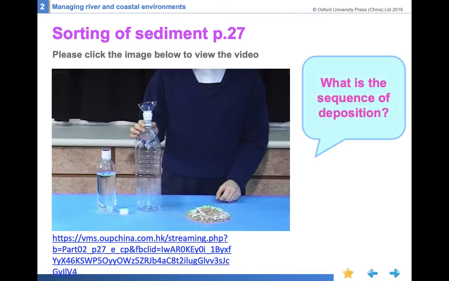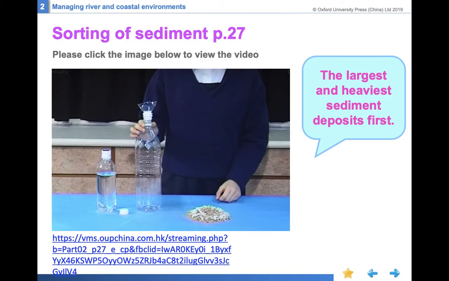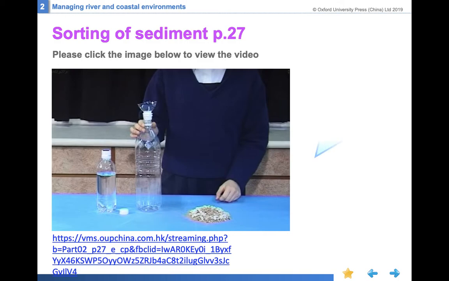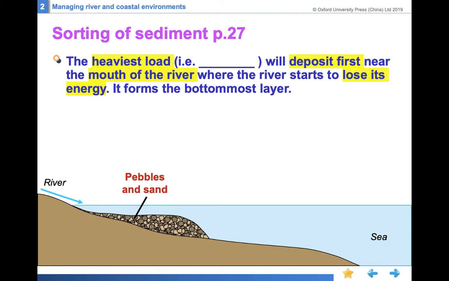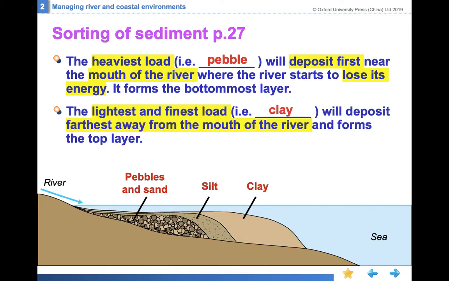And you could also take a look at this experiment. This experiment tells you that the largest and heaviest sediment will deposit first. Just like what we mentioned in chapter 8, you can see the pebbles and sand, the heaviest load, will deposit first, and then the silt, and lastly the clay, which is the lightest and finest, will deposit furthest away from the river mouth. This is what we call sorting.